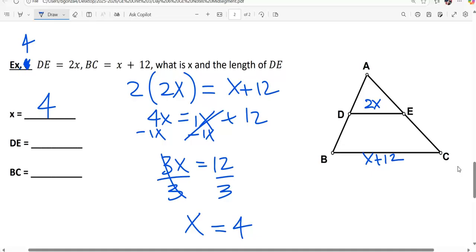So you're going to replace x with 4, right? So DE, 2x means 2 times 4, which is 8. So this is 8. And then you double it to get the mid-segment, or you plug in 4 right here, 4 plus 12. Either way, you get 16.